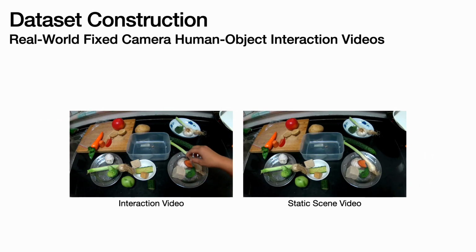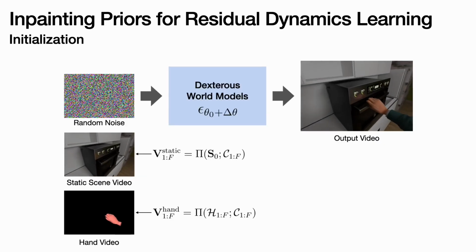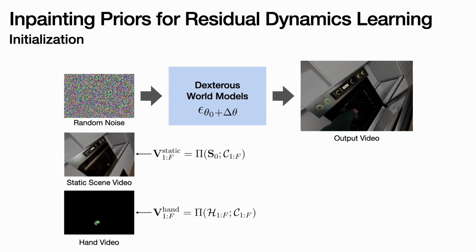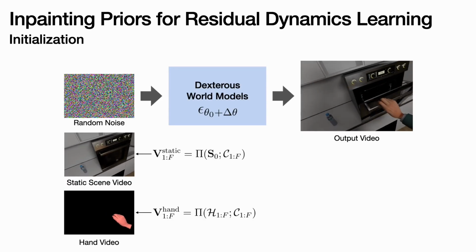This gives us the real-world pair, the original interaction video and the constructed static scene video. Together with the hand motion estimated from the video, we use these samples to train DWM on realistic interaction dynamics. A key design choice is how we initialize the model. DWM should preserve the static parts of the scene, and only generate the residual dynamics caused by the action.